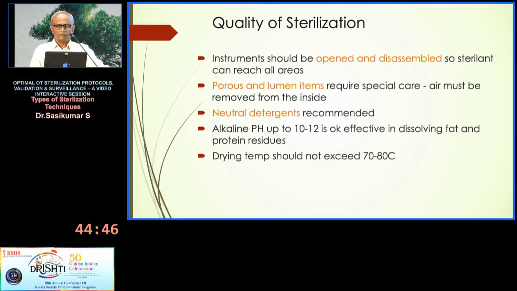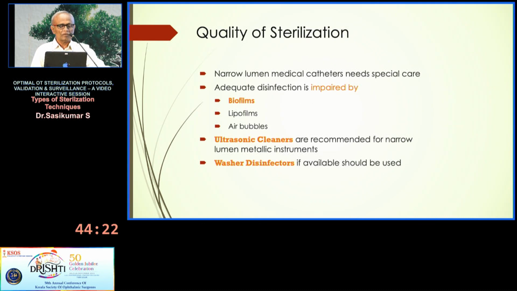Quality of sterilization: air is the most important obstacle for steam penetration. So you will have to remove the air from the autoclave, and instrument packs must be suitably arranged to ensure effective steam penetration. All hinged instruments should be opened and disassembled. Porous and lumen instruments require special care, and neutral detergents should be used while cleaning.